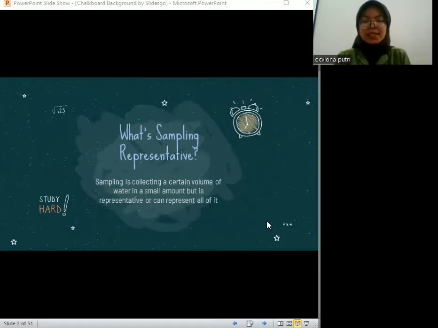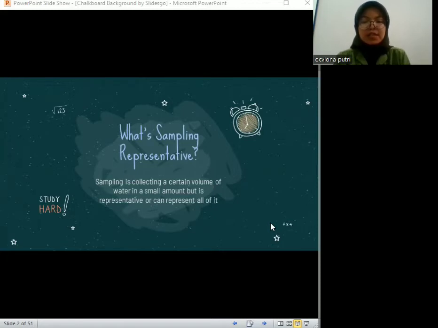Okay, first, what is representative sampling? Sampling is collecting an accurate volume of water in a small amount, but one that is representative or can represent all of it. If the water sample to be analyzed has characteristics that have been changed from the original characteristics of the water body, then when analyzed in the laboratory, the data obtained will not be the same as the quality of the water body, so the data obtained is not representative.